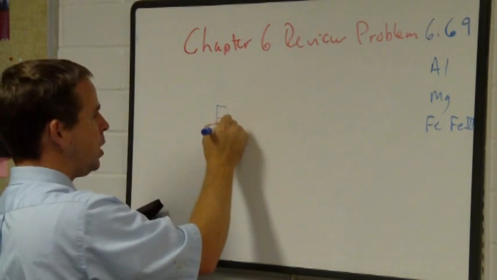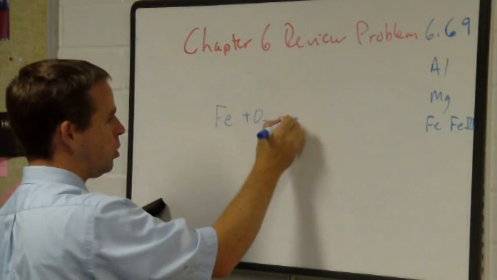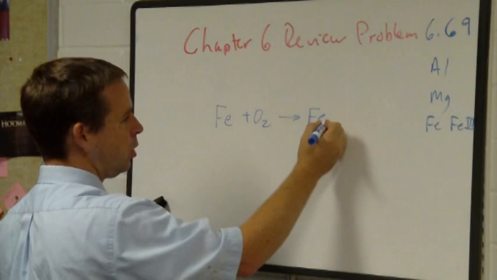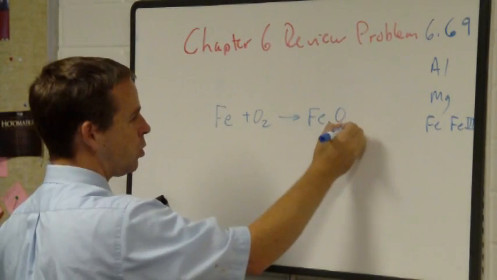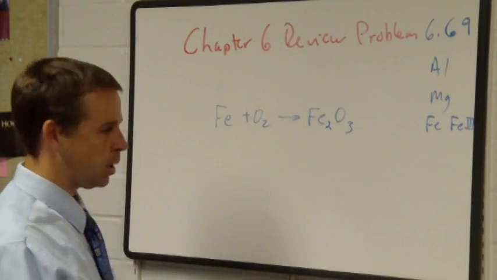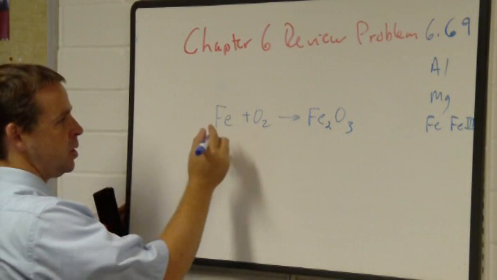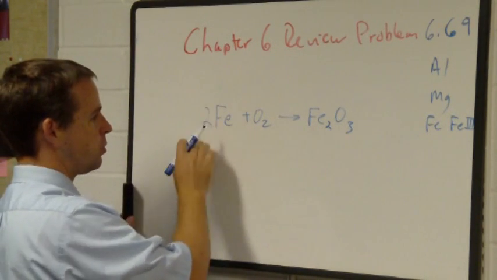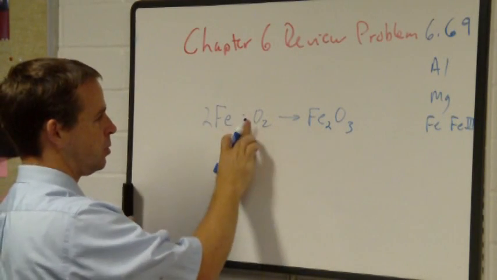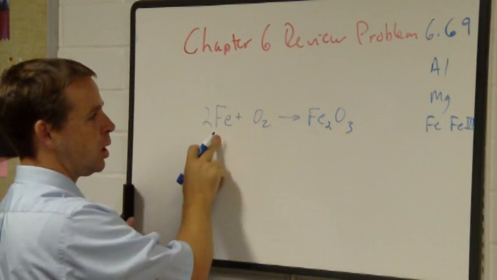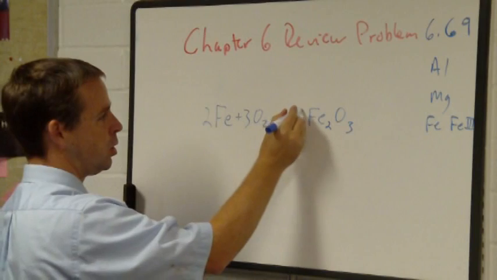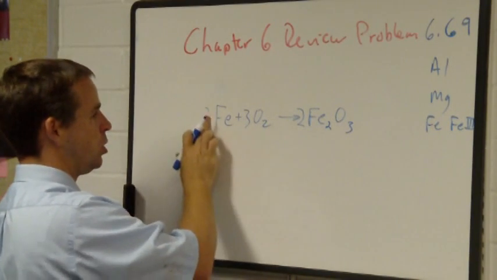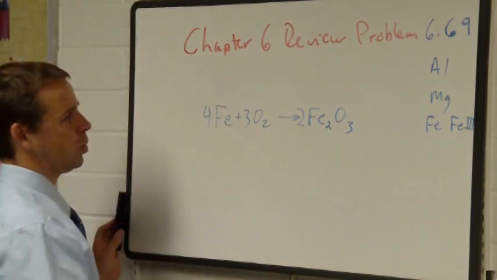So Fe plus oxygen going to Fe2O3, iron 3 oxide, right? And we have to balance this one. We can do the irons just first, and then we're going to have to change that in a second. But for the irons first, we're going to need a 3 here, a 2 here for the oxygens. So then this is going to need to go to 4.